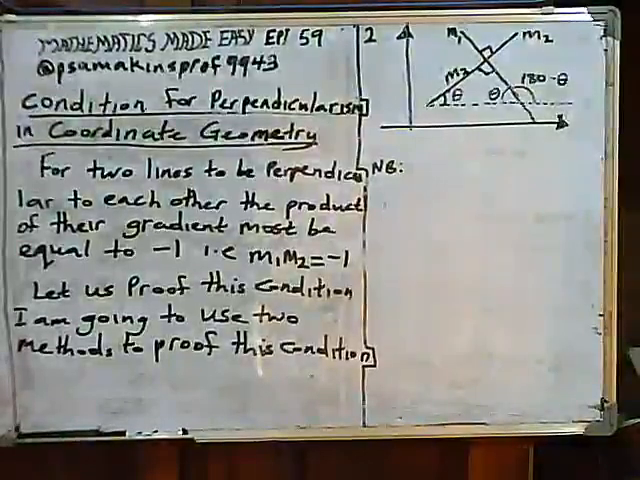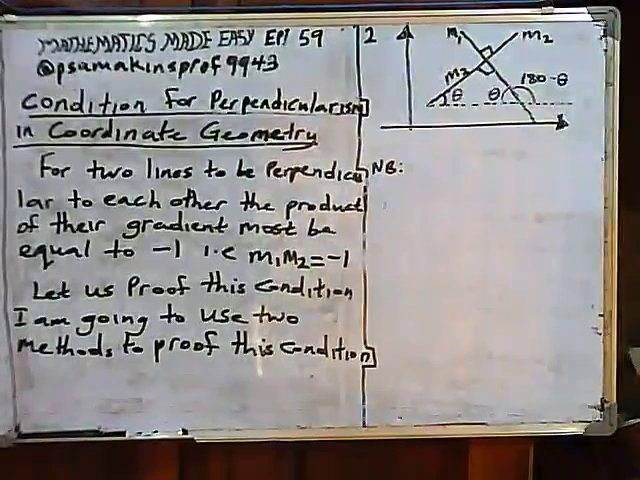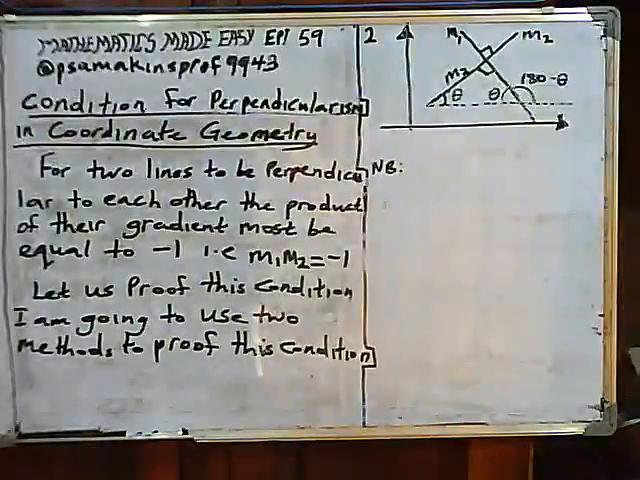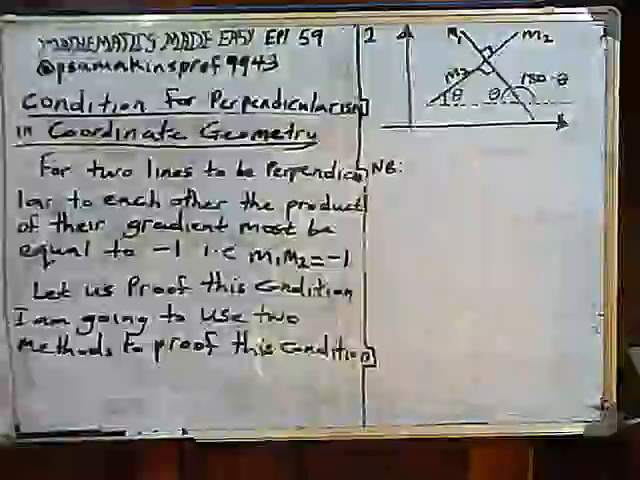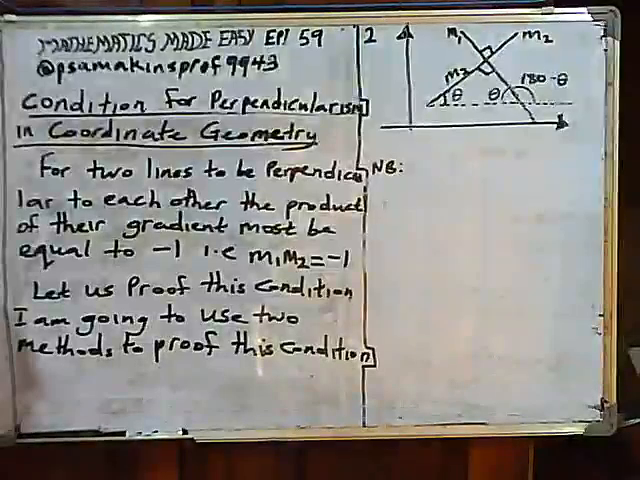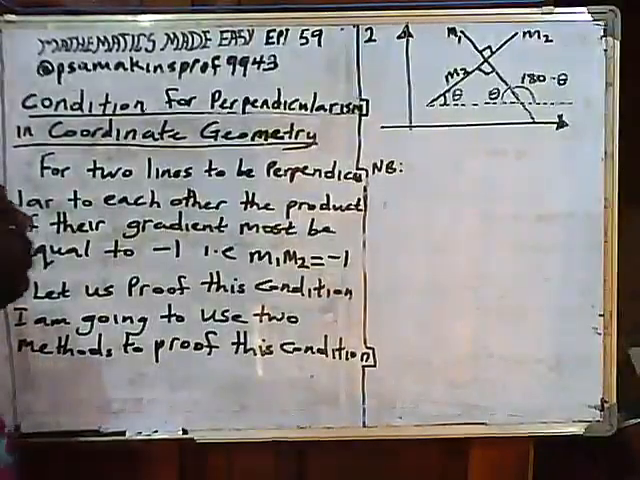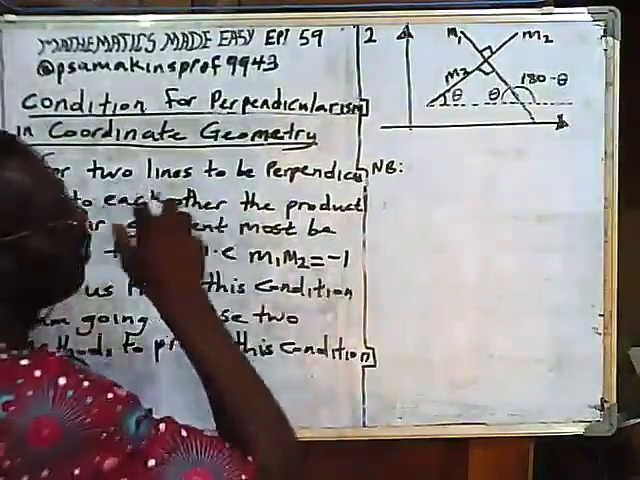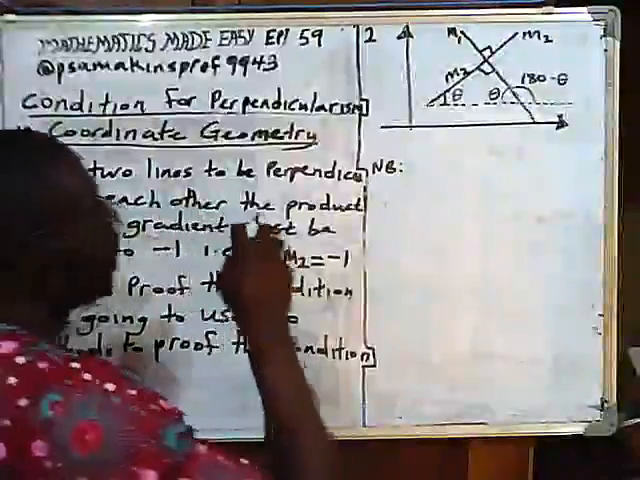I told you that we are going to look at other methods by which you can prove the condition of perpendicularity. For two lines to be perpendicular to each other, we say that the product of their gradients must be equal to -1. That is, m1 m2 must be equal to -1. So I want us to look at a second method where we can prove that m1 m2 equals -1.